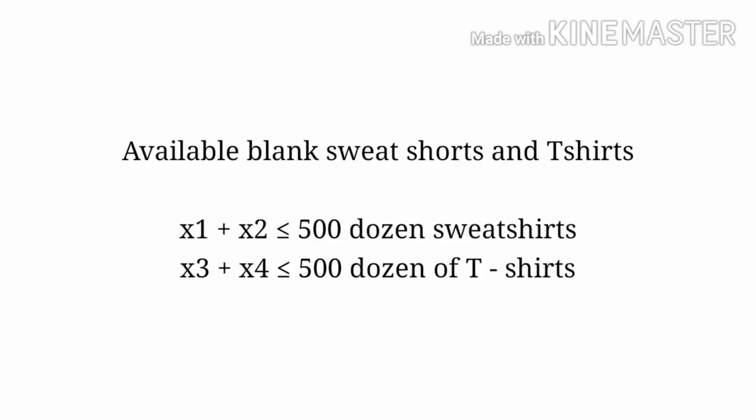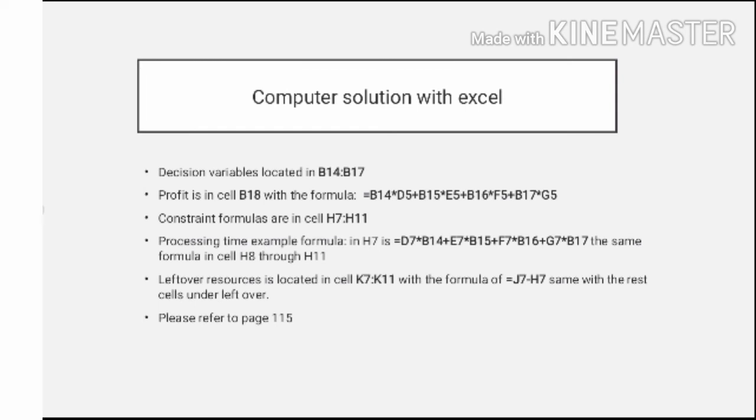And the last two constraints reflect on the available blank sweatshirts and t-shirts of the company. So stated rin doon sa last part ng ating scenario is that it has 500 dozen blank sweatshirts and t-shirts each in stock. So ready for production na yun. So it can be expressed as X sub 1 plus X sub 2, that is 500 dozen sweatshirts, and same with the 500 dozen of t-shirts. So we already gathered all the information we need for our solution.